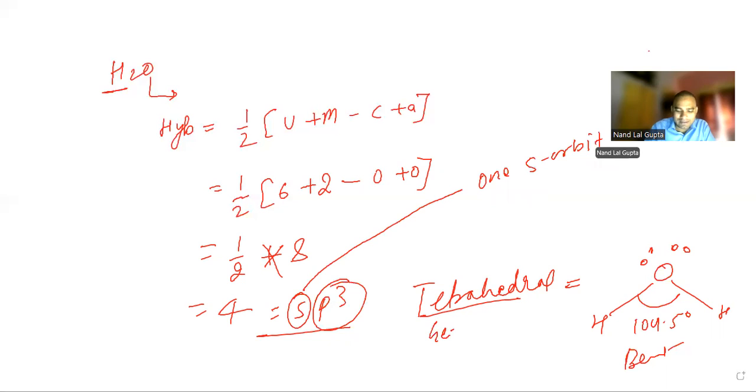1s orbital and 3p orbital combined. And how do you find that? That is the detailed explanation. In the shortcut you cannot understand.